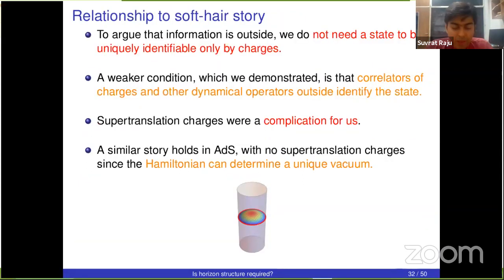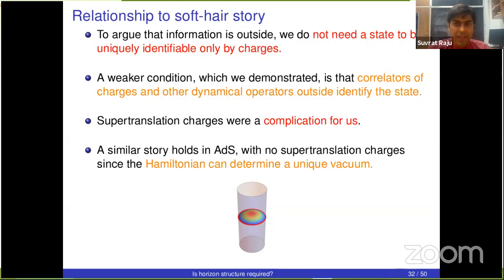Okay, let me say one thing before I go on to other proposals that have been discussed a lot in this conference. In the first panel discussion, there was the question of soft hair. And this idea that I'm presenting, which says that the information is always outside and never falls inside, might sound a little similar to the soft hair discussion. But I think there are some differences.